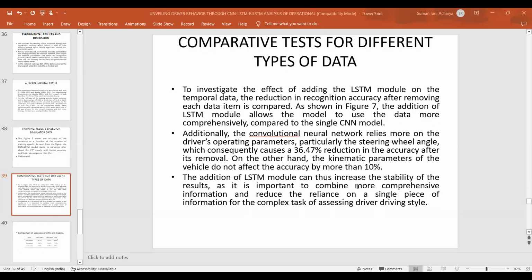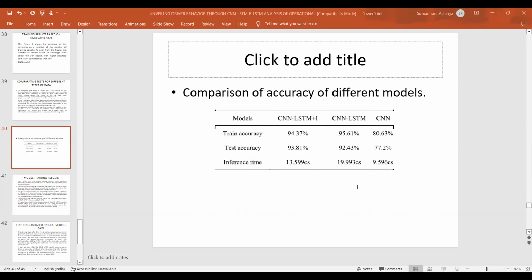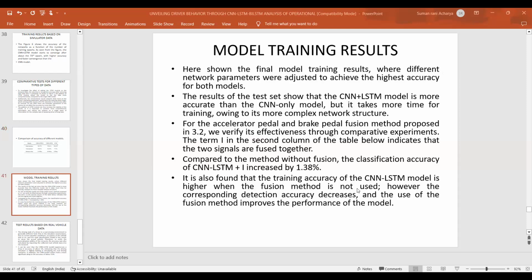Then there is the comparison of the train accuracy and the test accuracy, along with the inference time, using the CNN and LSTM. Previously, the CNN alone achieved only 80%. Right now it is 94.34%.